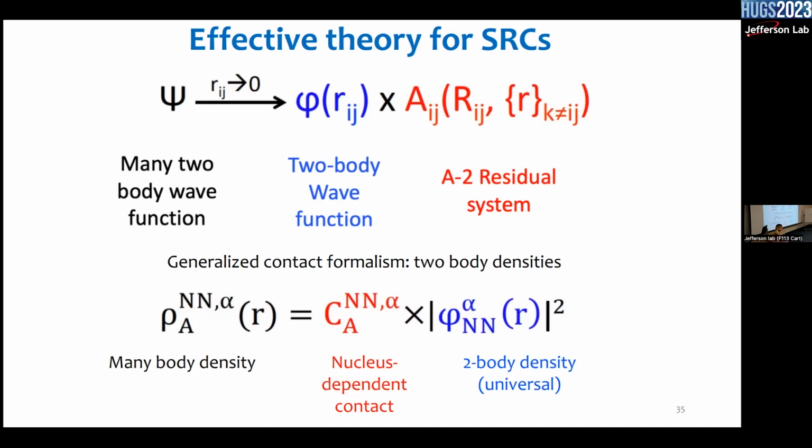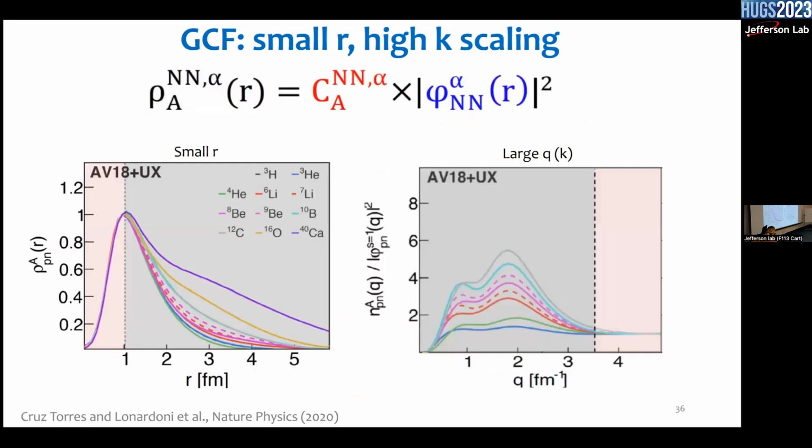Or it could be the sum of all of them. And then you have a nucleus-dependent contact term, which we can extract from data for the nucleus. And you can multiply it by a two-body universal NN-like potential, basically. So this interaction. And what's really nice about that is that the only thing you have to worry about is this extracted contact term to determine what the abundance is going to be for your pairs.